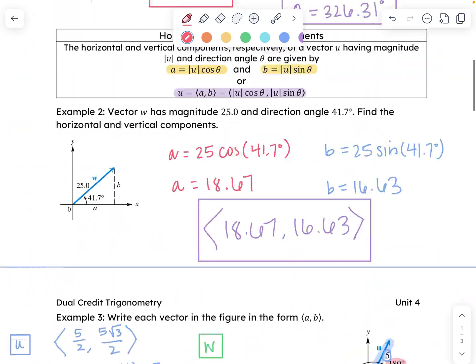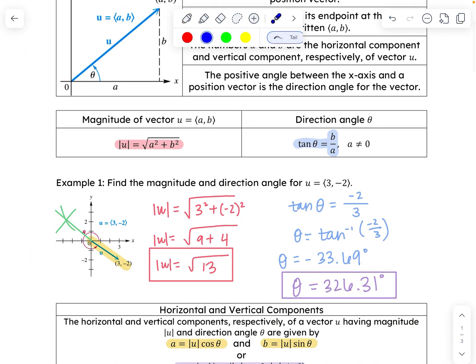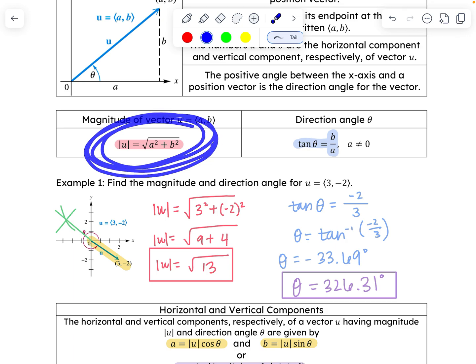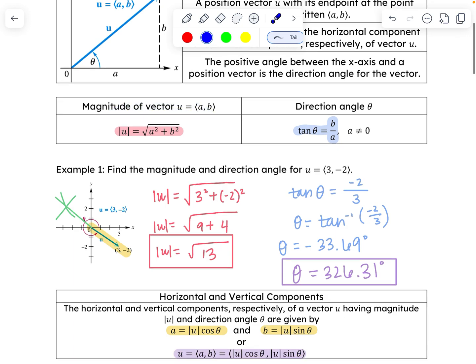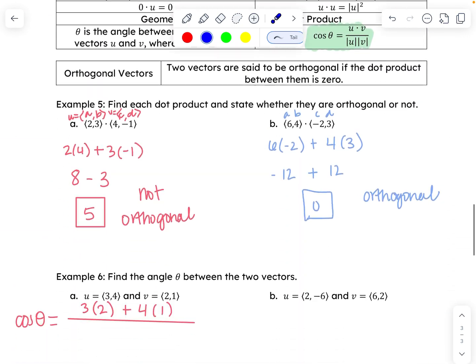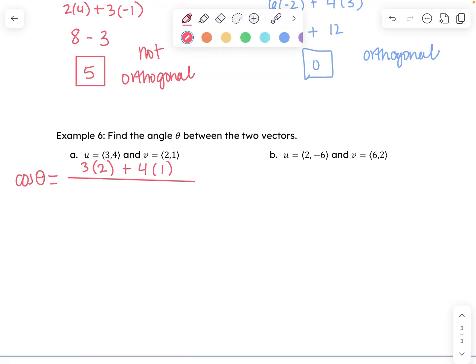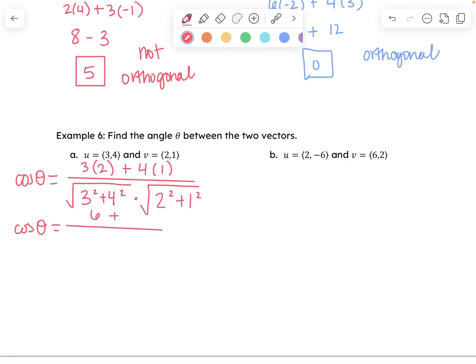Now remember, the magnitude is this formula that was on the first page of our notes, the square root of a squared plus b squared. So I'm going to have two square roots in my denominator here. My first one is going to be the square root of 3 squared plus 4 squared times the square root of 2 squared plus 1 squared. So the cosine of theta is equal to 3 times 2 is 6, plus 4 times 1 is 4, over the square root of 9 plus 16 times the square root of 4 plus 1.